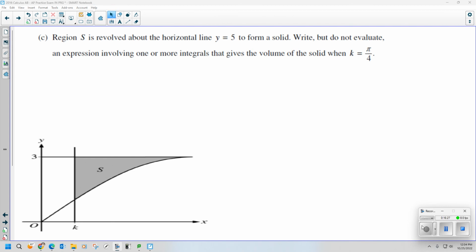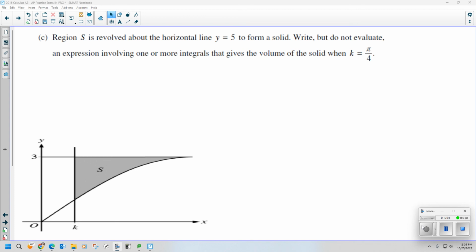4C, and this is the last one. Free response question 4 only has 3 parts, A, B, and C. This is C. Let's finish up. Region S is revolved about the horizontal line y = 5 to form a solid. Write, but do not evaluate, an expression involving one or more integrals that gives the volume of the solid when K is pi over 4. That is even sweeter. We only have to set it up and not do any of the work.